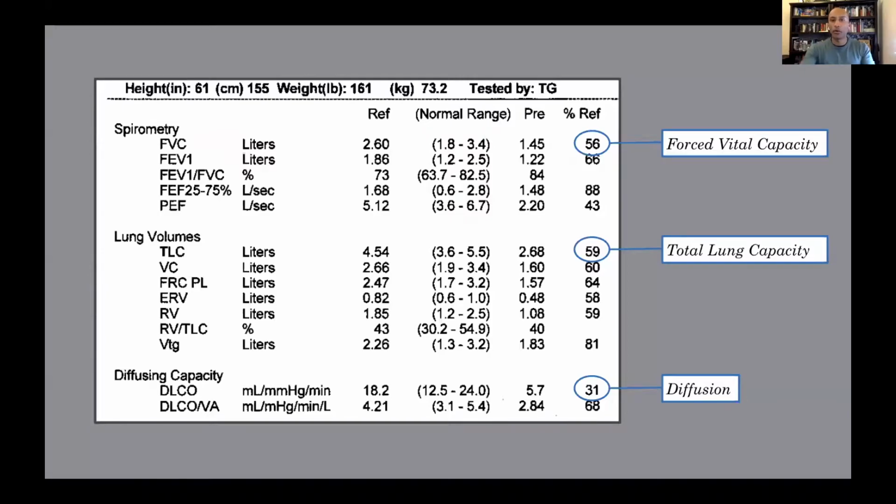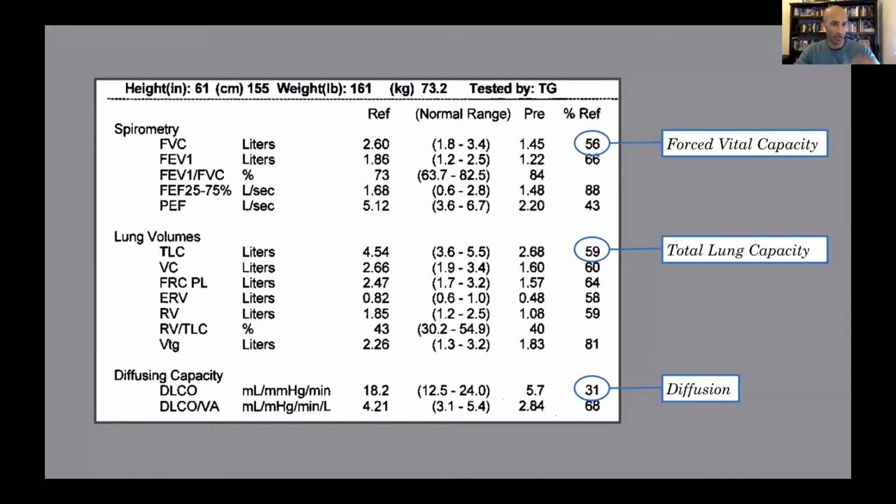So another very important test that we use is something called a pulmonary function test. And this is basically a test to determine how well the lungs are doing their job. How much volume is there, how much air you can push out quickly, and how well the lungs are able to take up oxygen and blow out carbon dioxide.